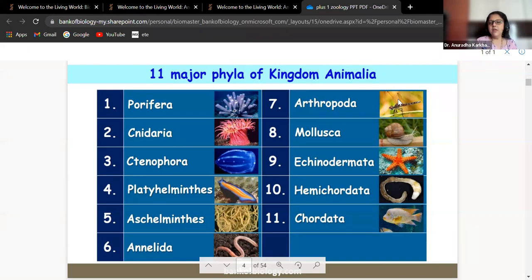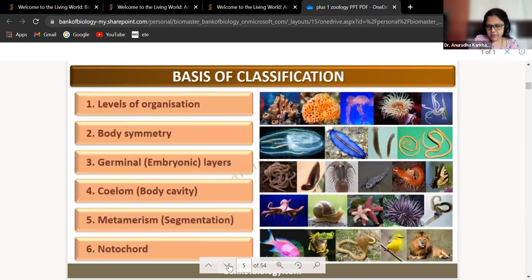Like from Porifera to Chordata, tab Porifera ke baad Cnidaria hi aayega. Uske baad Ctenophora hi aayega. So ye chronology aapko yaad rakhni hai. That is important. Then, yeah, the order is very important. Yes. Let us see the basis of classification.